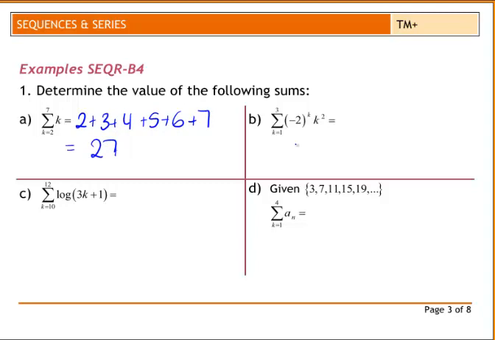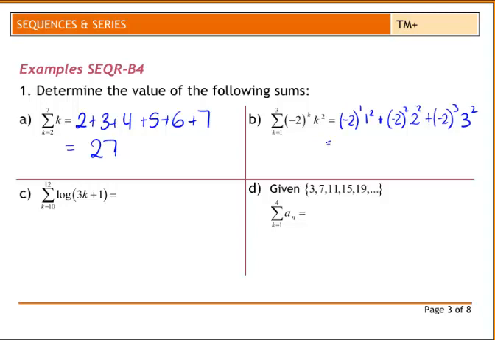Next, I have to plug in from k is 1 up to k is 3. So I have negative 2 to the power of 1, then 1 squared, plus, now I plug in k is 2: negative 2 all squared, 2 to the power of 2. Now I plug in 3, so I have negative 2 to the power of 3, 3 squared.